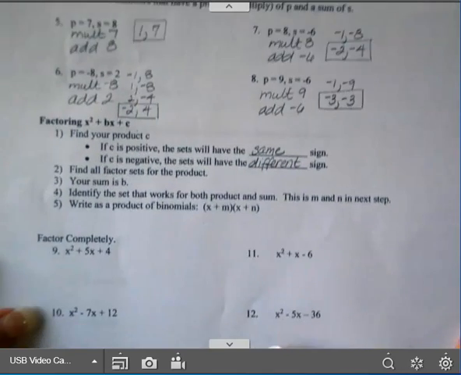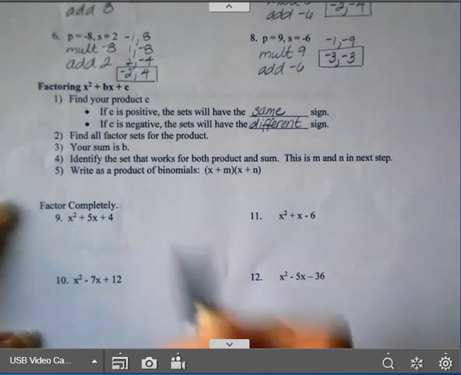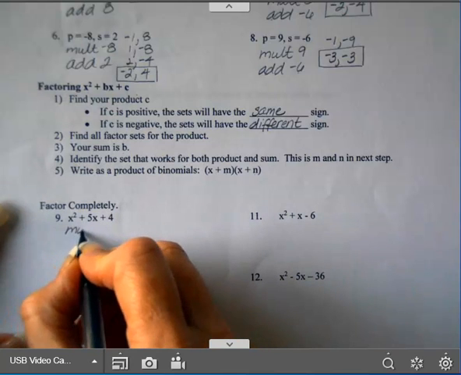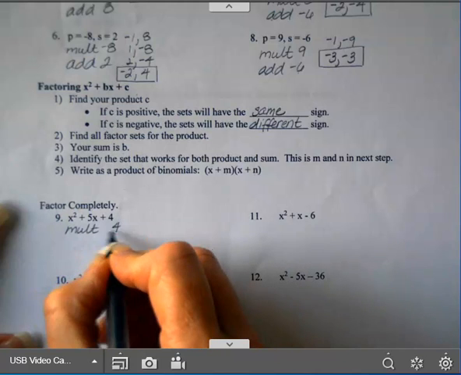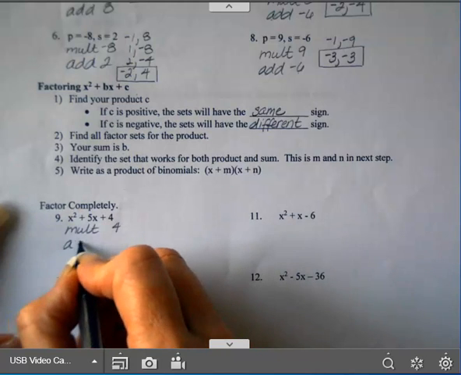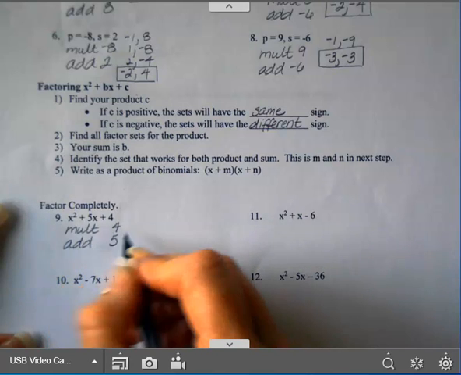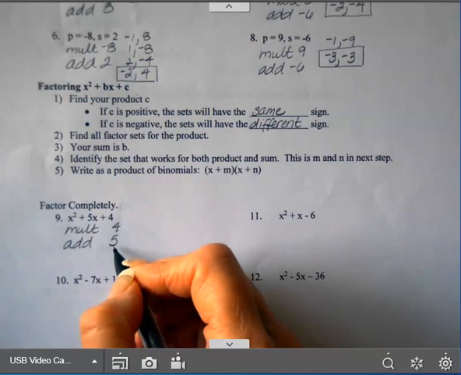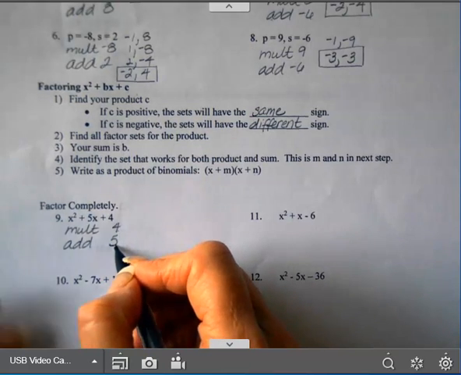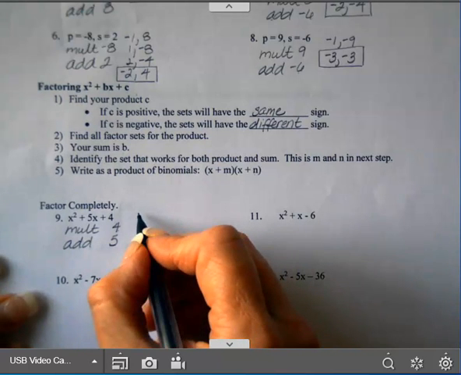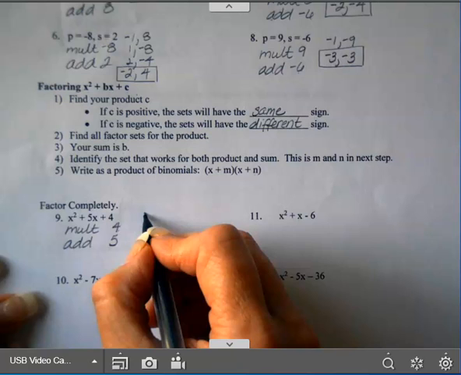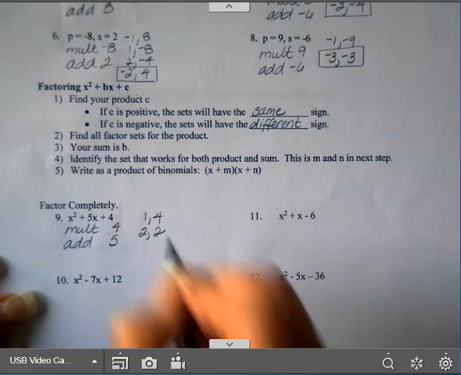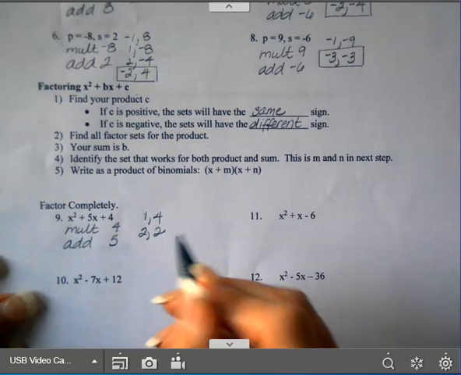So on this one, let's look at the first one on number 9. It has to multiply to the constant, so it's going to multiply to 4. And it needs to add or have a sum of 5. Since it multiplies to a positive, they're either both positive or both negative. It's adding to a positive, so that means that both signs have to be positive. So the numbers that multiply to 4, we have 1 and 4, and 2 and 2. And my pair that adds to 5 is this first one.